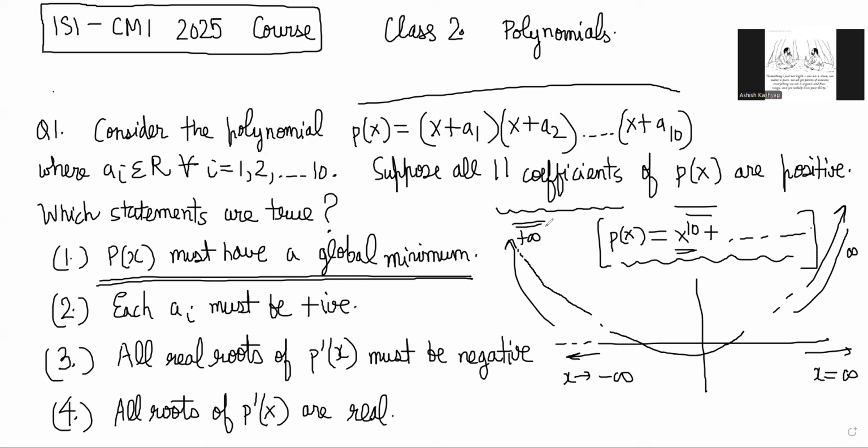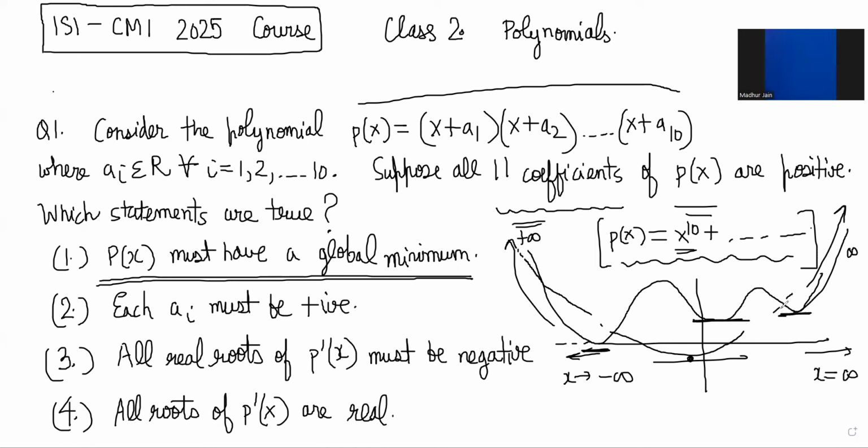The graph has to turn somewhere and increase again, because it has to go from plus infinity, then become finite. For example, at zero, notice that p of x is a finite value. It has to come down from plus infinity, become finite, and then again go up to plus infinity. That means it definitely has to make a turn somewhere, which means it will have a minima somewhere. It could make multiple minimas, but definitely it will have some minimum point somewhere. So therefore, it must have a global minimum.